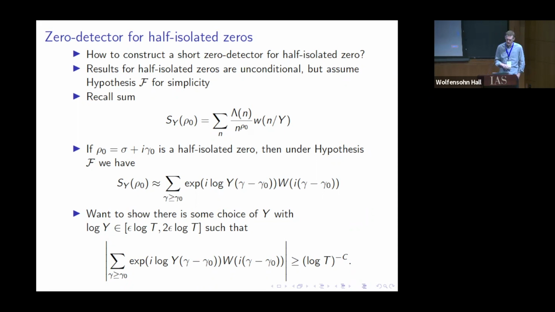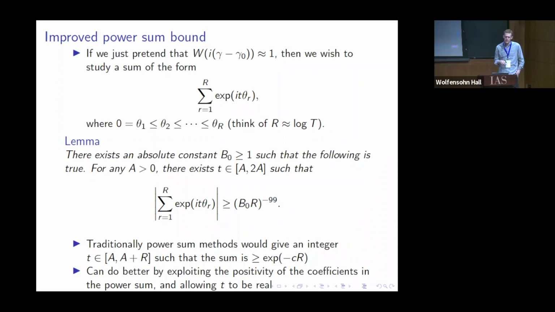Okay, so this Mellin transform, let's just ignore that. You can pretend it's like a constant or it's non-negative, and maybe it doesn't matter that much. So really we're going to be looking at exponential sums kind of like this. Okay, so I have these real numbers theta, maybe theta_1 should be equal to 0, which you could always do by normalizing. And then they're going to increase, and I have capital R of these things. Maybe the natural thing to think about is that R is about log T. Okay, so there's some improved power sum estimate that you could prove that I'll talk about. For any fixed A greater than 0, there's going to be some real t between A and twice A where this exponential sum is not too small, maybe bounded below by some polynomial in R.